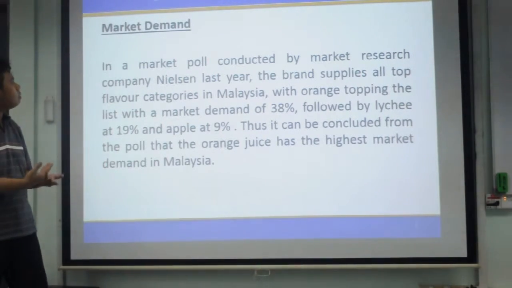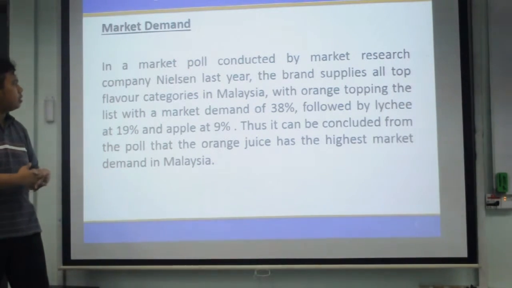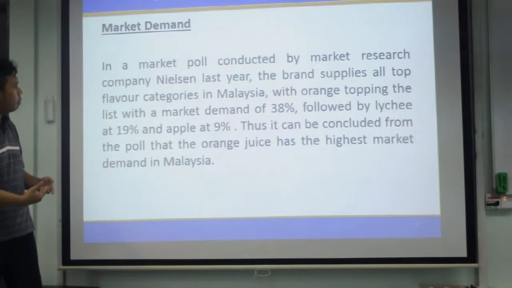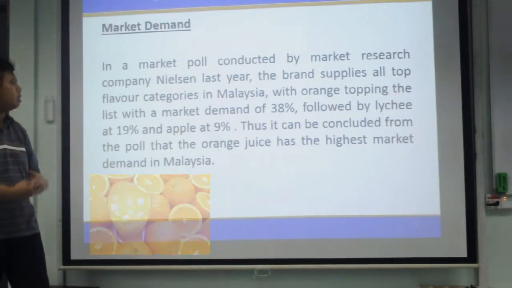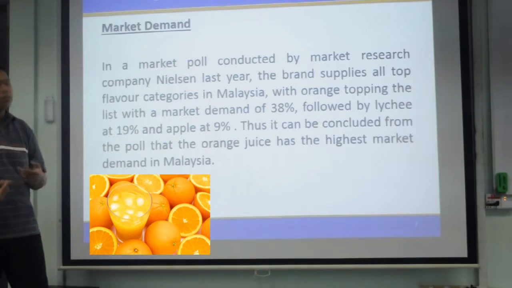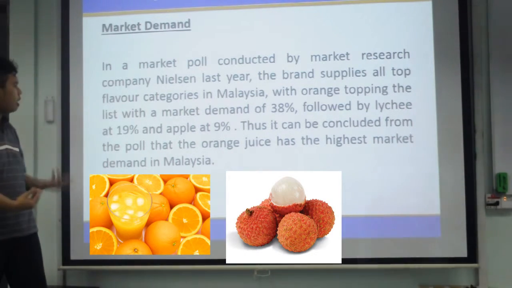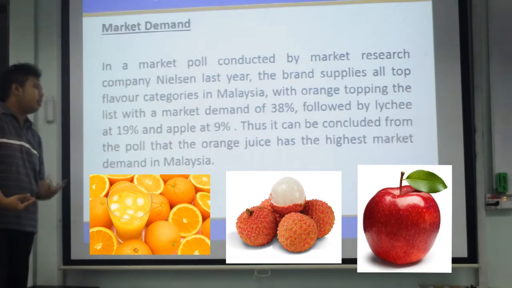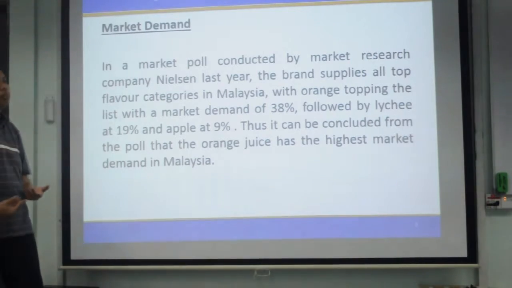The last part of the customer requirement is the market demand. In a market poll conducted by market research company Nielsen last year, the brand supplies all top flavor categories in Malaysia, with orange topping these with a market demand of 38%, followed by lychee at 9% and apple at 9%. Thus, it can be concluded from the poll that orange juice has the highest market demand in Malaysia.